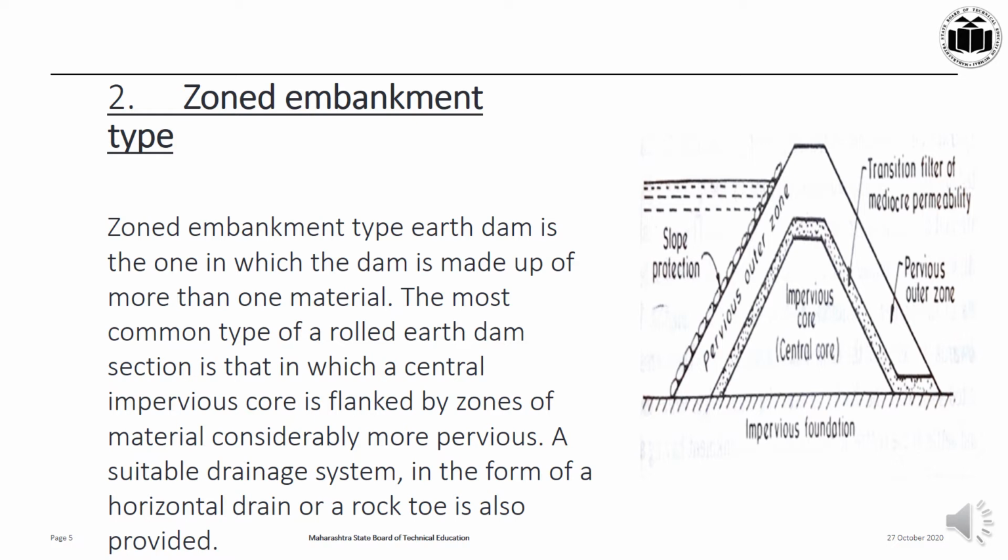So the load is distributed towards the foundation. These types of embankment are widely constructed, and the materials are selected depending on availability. Mostly locally available materials are used for construction. Free draining materials such as coarse sand and gravels are used for the outer shell.